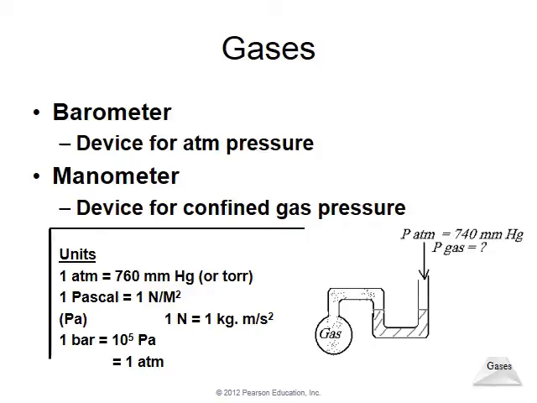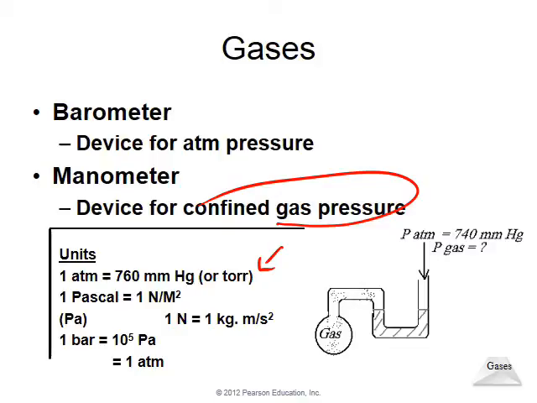Barometer is the device for atmospheric pressure measurement, and manometer is the device for confined gas pressures. If I have a sample of gas in a container and I want to know what pressure I have, I'm going to use a manometer. On the left, the units of pressure are given: 760 millimeter, or torr, or 760 millimeter height of mercury. Often we hear about Pascal, but we don't use that unit. Sometimes in some books you'd also see the unit bar. Bar is about 1 atmosphere, or 10 to the power 5 Pascal.